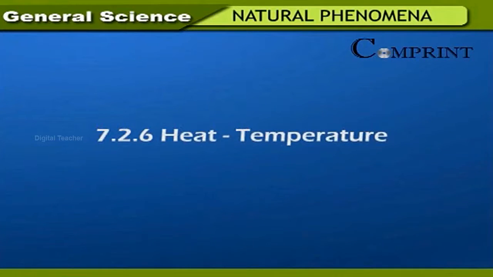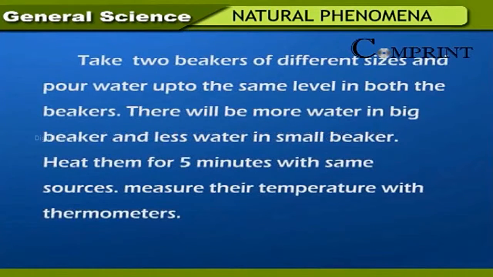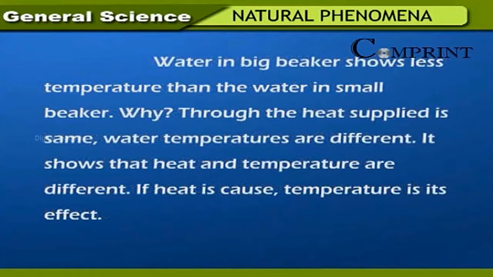Heat and temperature. Take 2 beakers of different sizes and pour water up to the same level in both beakers. There will be more water in the big beaker and less water in the small beaker. Heat them for 5 minutes with the same sources. Measure their temperatures with thermometers. Water in the big beaker shows a lower temperature than the water in the small beaker.